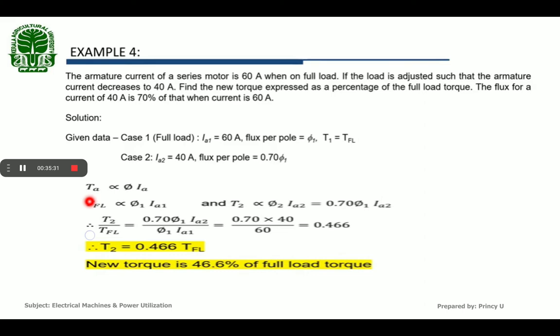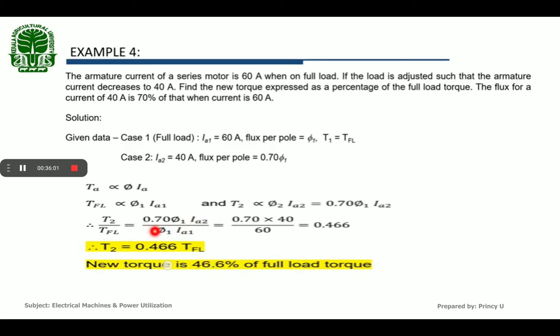We know from the torque equation that torque is proportional to φIa. So we can write full load torque is proportional to φ1 into Ia1, and in the second case torque T2 is proportional to φ2 and Ia2. So φ2 in terms of φ1 is 0.7φ1 into Ia2. So T2 by TFL is equal to 0.7φ1 Ia2 by φ1 Ia1.